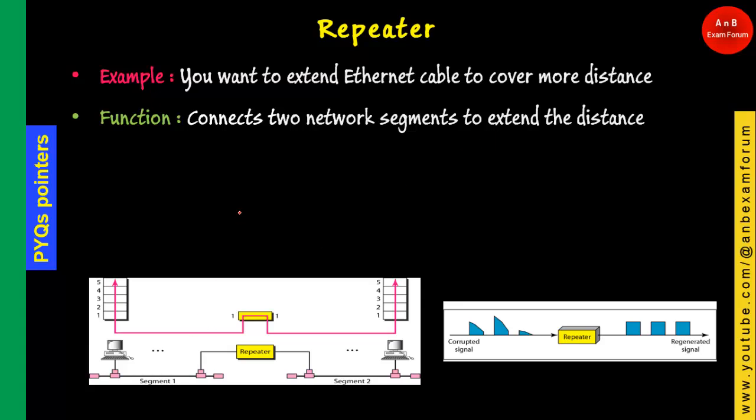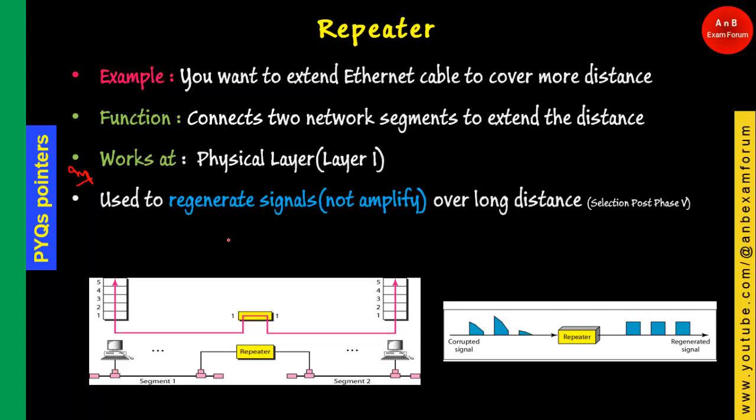As you can see, this segment 1 is extended to segment 2 via a repeater. As I told you, it works at the physical layer, layer 1 only. This is an important pointer. A very important pointer which is generally asked is that it is used to regenerate the signal, not amplify. Some texts give it as amplification, but it is not amplification, it is regeneration. It regenerates the signal over a long distance.